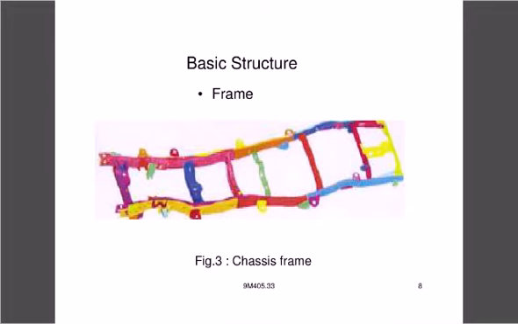Coming on to the basic structure, it is an assembly of different components. The first one is the frame. So this frame is the skeleton for the chassis of the vehicle. It consists of two long members like this, and some short members are used to join these two long members. So all the parts of the chassis like your power plant, wheels, axles, differential, everything is mounted on this chassis frame only.